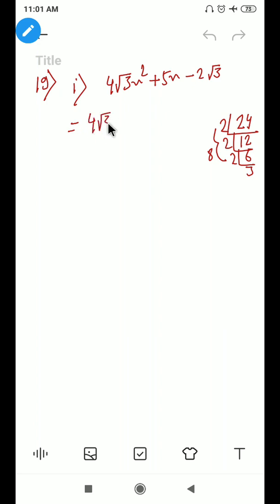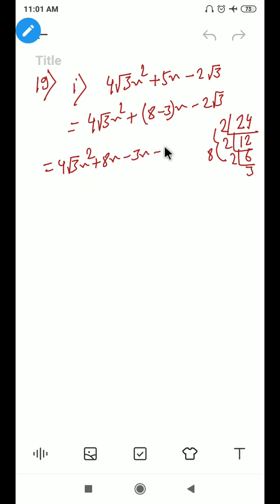So 4 root 3 x square plus 8x minus 3x. Now open the bracket: 4 root 3 x square plus 8x minus 3x minus 2 root 3. From the first two terms, you can take common 4x. So root 3x is left and here only 2 is left. And from the last two terms, you can take common root 3. If you take root 3 common from here, one root 3 will be left, because we know that root 3 into root 3 is 3.